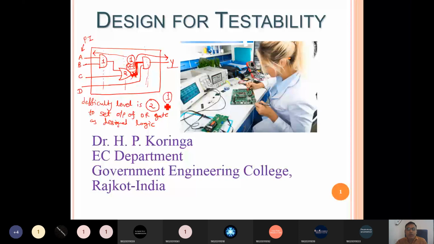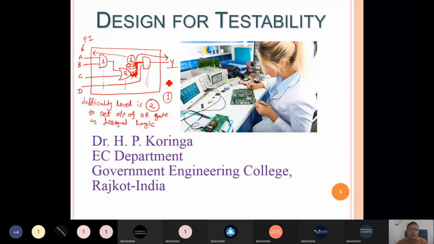Right? But in a more complex design, in a sequential design, this controllability and observability difficulty level is so much higher, and without design for testability it is sometimes impossible to design, or it takes infinite time, or more than the time span we have in our design cycle, right? So to reduce this time span to test the design, we need design for testability.